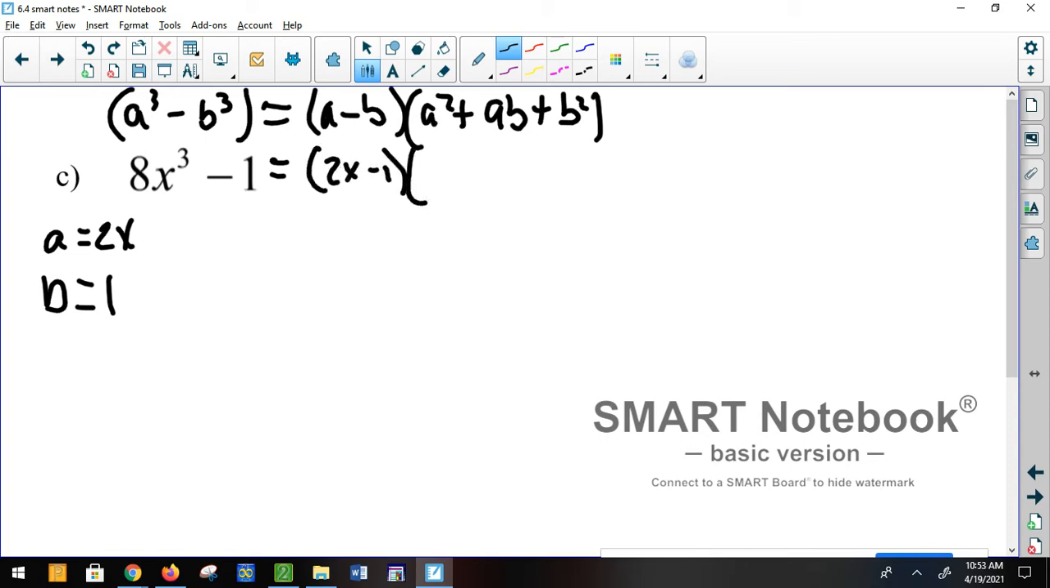A squared, and if a mistake is made, it's right here. Once you get the formula down, an easy mistake to make is here, because a squared is what's going here. A is 2x. You have to square the 2 as well. So it'd be 4x squared because you're squaring the 2 and the x. An easy mistake to make would be to not square the 2 and leave it as 2x squared. All right. AB is 2x times 1, so 2x. And then b squared, if b is 1, b squared is also 1. And that would be your answer there.